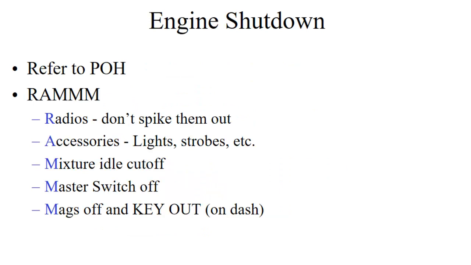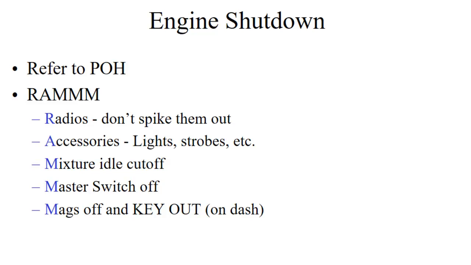Then when it comes time to shut the engine down, always refer to your POH for the procedure. But I've found that this mnemonic will work in a pinch in every aircraft that I've ever encountered. So you start with the radios. The avionics master is a fine way to turn those off, but you don't leave radios on while you're shutting the engine down, because you get voltage spikes as the alternator or generator come to a stop, and that can ruin the radios. Turn off the accessories, any lights that you don't want left on.